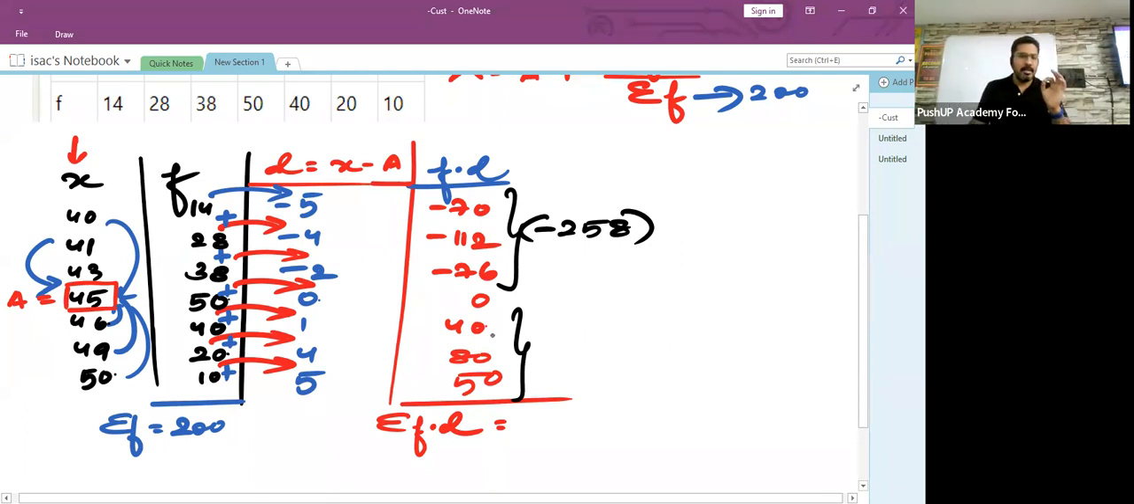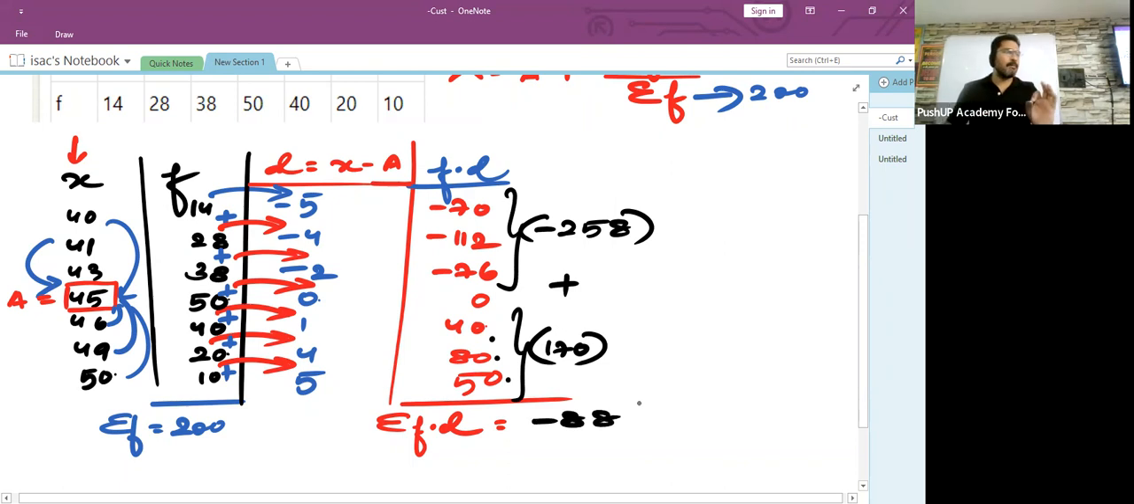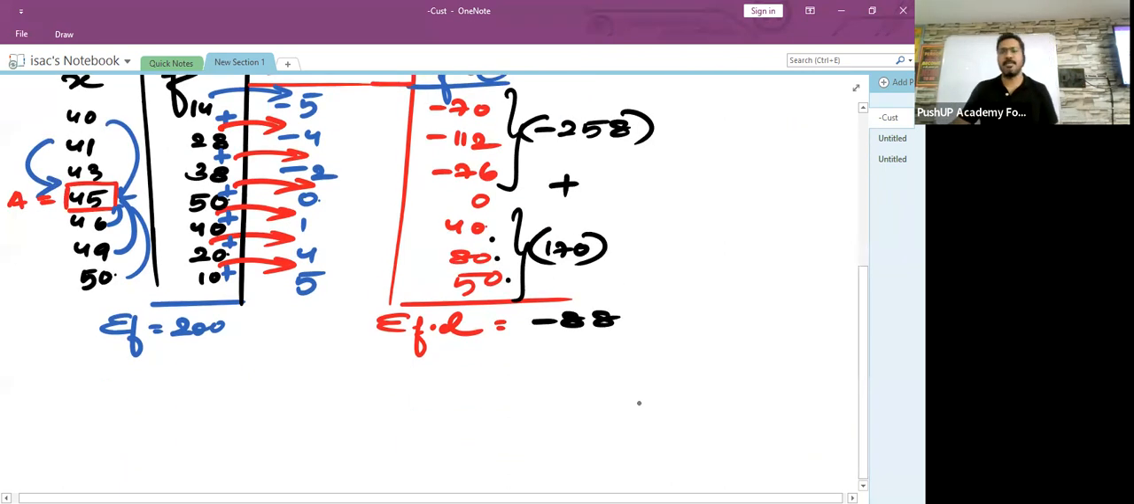Next, find the sum of 40, 80, and 50. How much is it? 170. Put it within brackets. Now take the sum of these two numbers, -258 and 170. How much would it be? -88. Very good. -88. Be very careful regarding positive and negative signs.